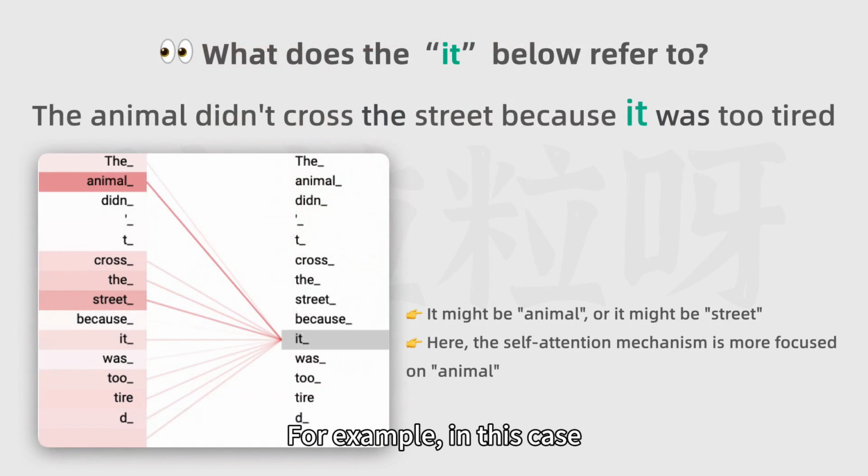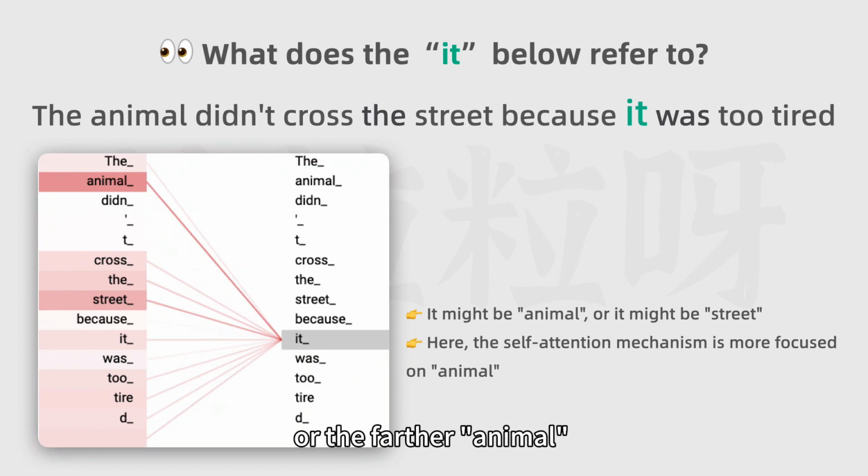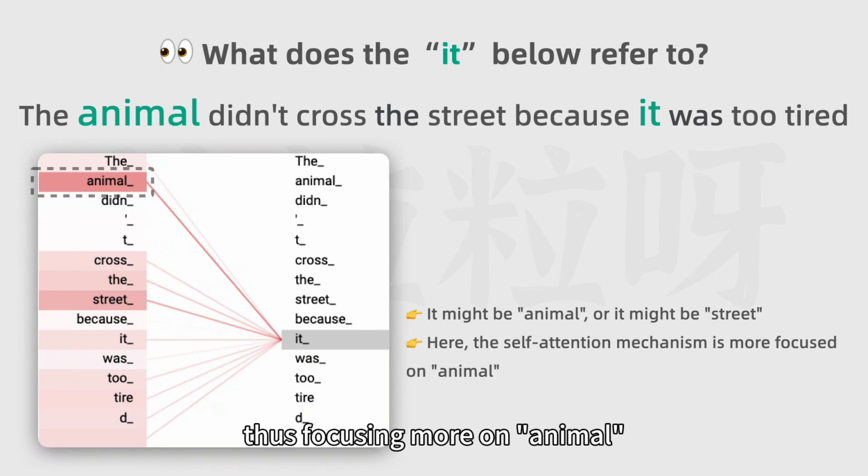For example, in this case, grammatically speaking, it could refer to the closer street or the farther animal. Here, the self-attention mechanism captures a stronger relationship between it and animal, thus focusing more on animal.